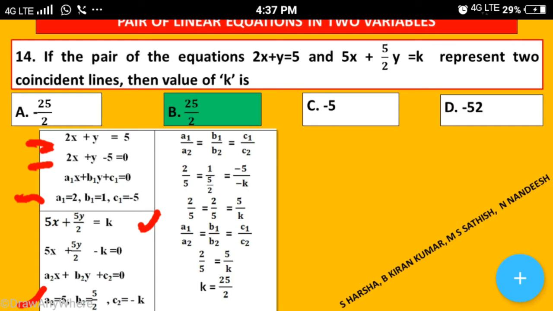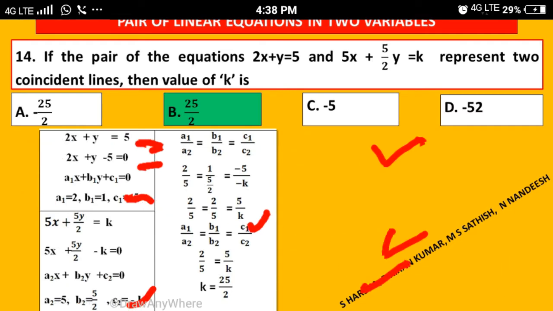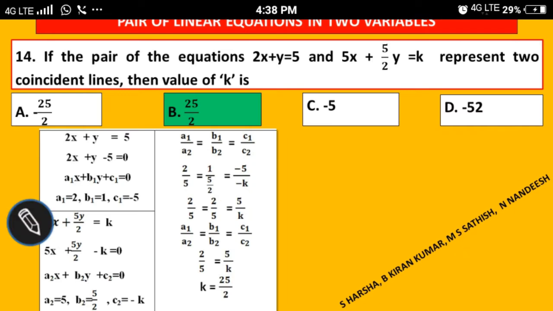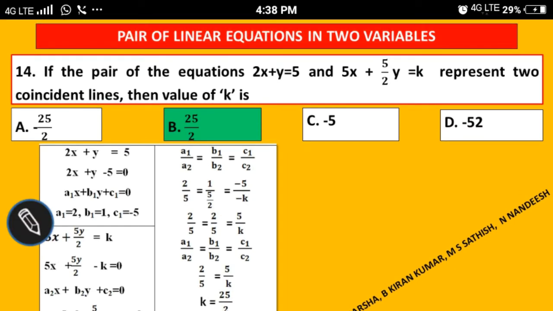So therefore we can consider the condition for coincident lines, that is a1 by a2 equals b1 by b2 equals c1 by c2, and by comparing the equations we will get the value of k as 25 by 2. Okay, this is the solution for this. Option B is the correct answer.